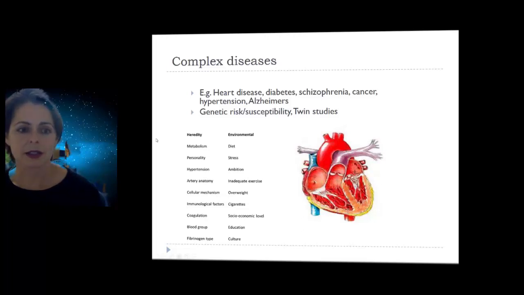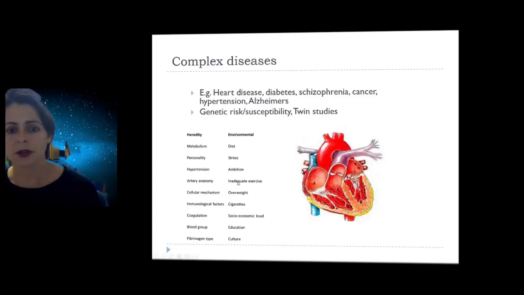So looking at heart disease, I've put a column here of elements that could be determined by your genetics, hereditary determined components, but equally very similar aspects that can determine risk, that could be risk factors for heart disease that are environmentally determined.